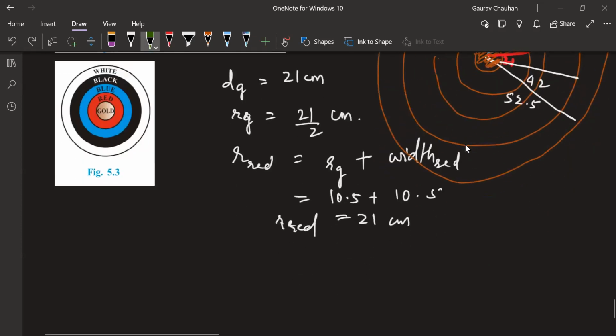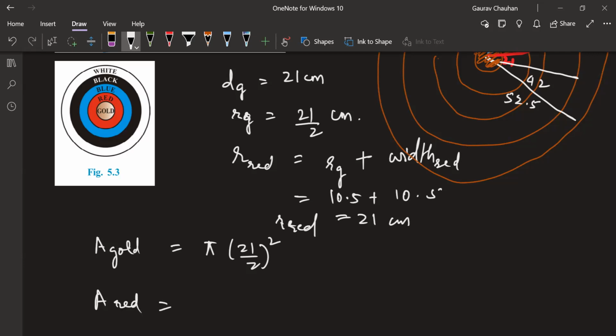Yes, Nishchay. Area of gold region is equal to pi r square. What will it be? 21 by 2 the whole square. Everyone okay with this? Area of gold will be got by this. How will you find the area of the red one?